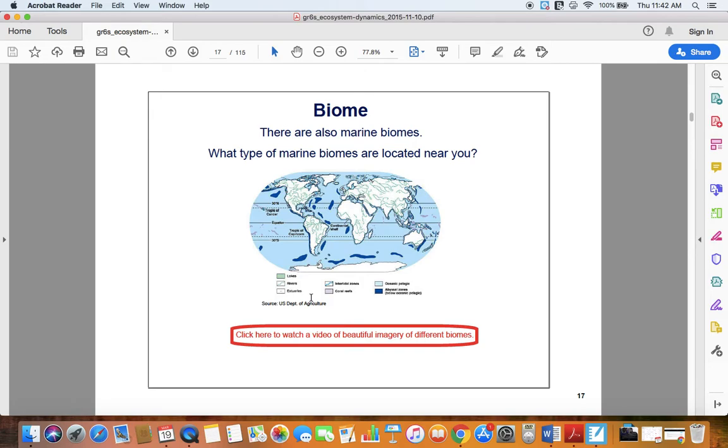And of course, we can't forget our aquatic biomes. In the aquatic biomes, we have both marine biomes, saltwater biomes, and freshwater biomes as well.